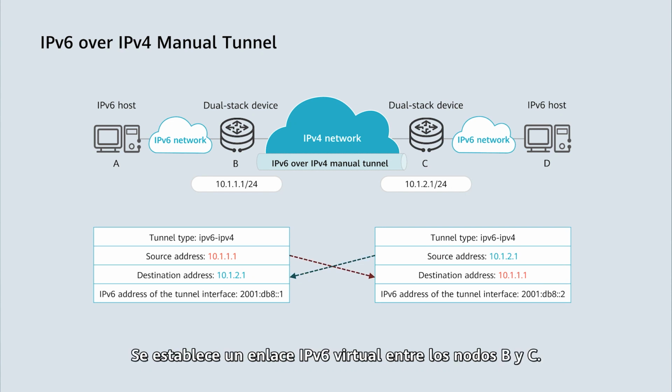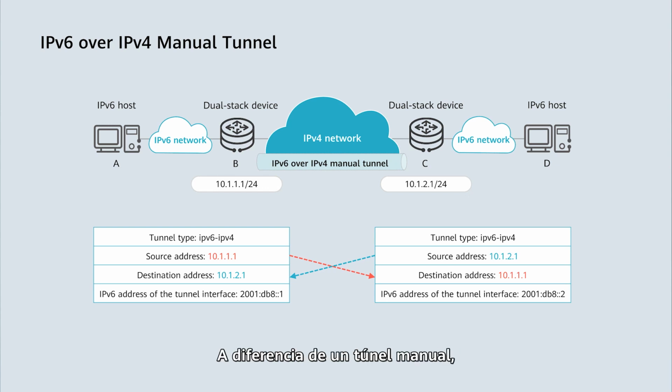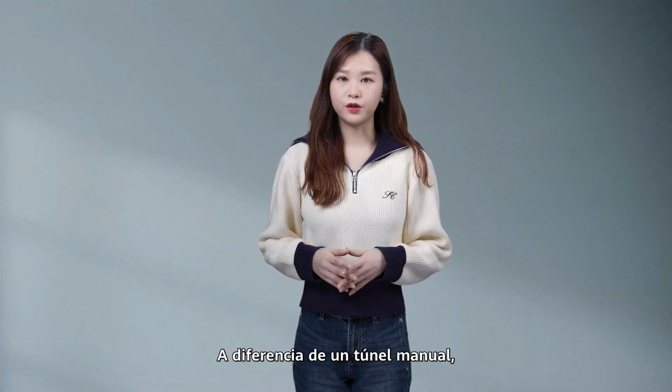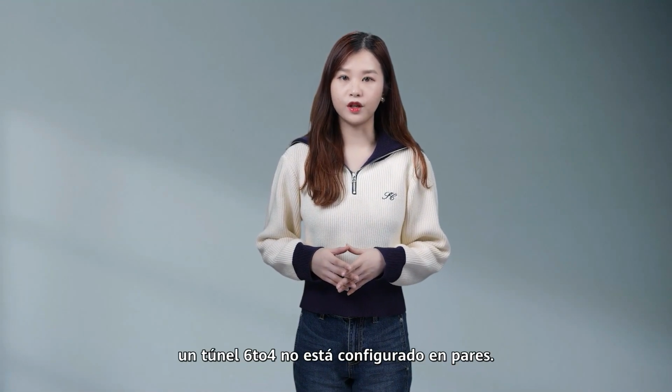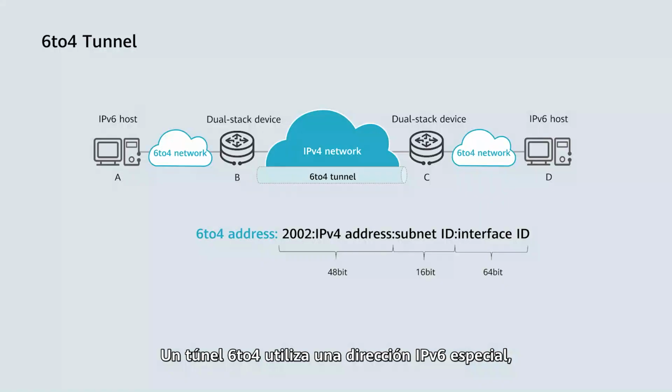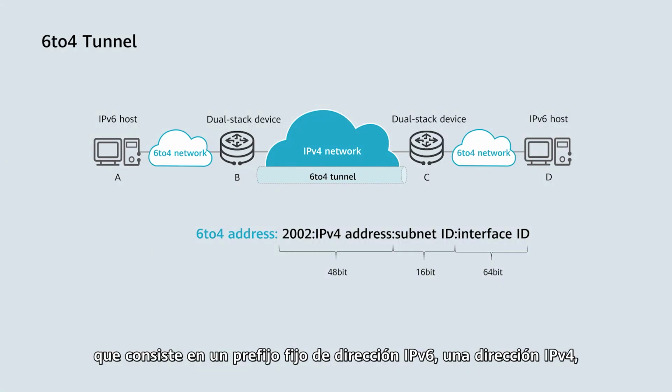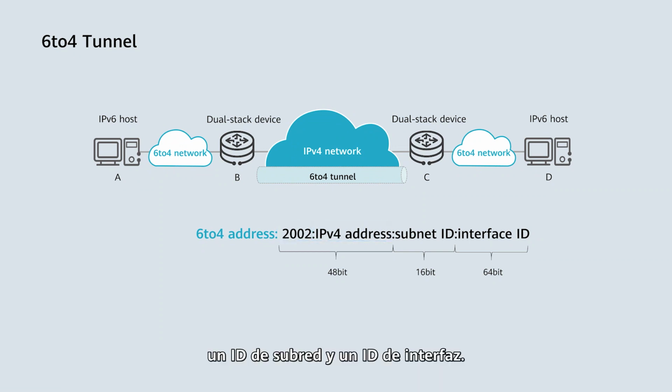A virtual IPv6 link is established between node B and C. When there is a reachable route between the two nodes, IPv6 packets can be transmitted. Differing from a manual tunnel, a 6to4 tunnel is not configured in pairs. A 6to4 tunnel uses a special IPv6 address, which consists of a fixed IPv6 address prefix, an IPv4 address, a subnet ID, and an interface ID.